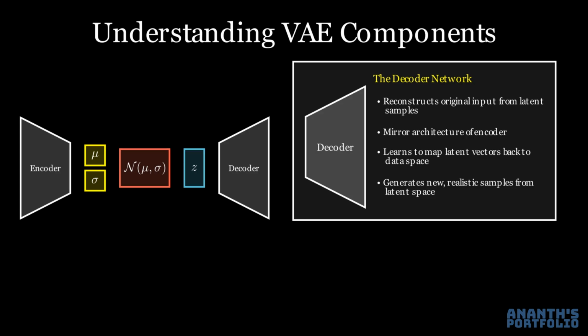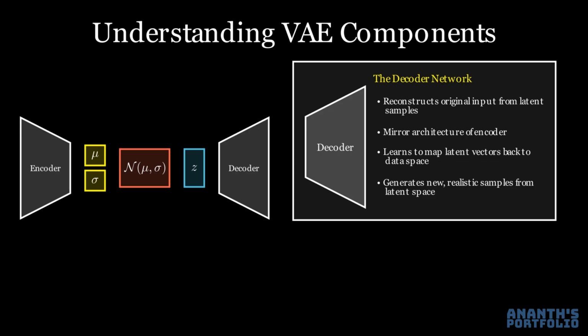While the encoder compresses and extracts meaningful features, the decoder takes these compressed representations and expands them back into full-fledged data. What makes the decoder truly special is its ability to take the latent samples and reconstruct data that looks like our original input, preserving its key features.